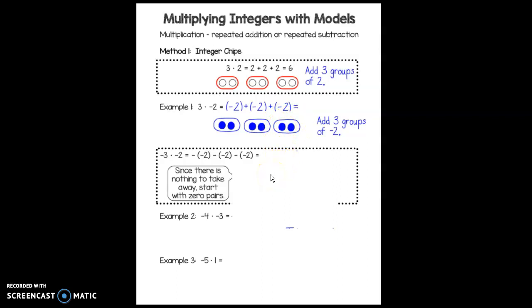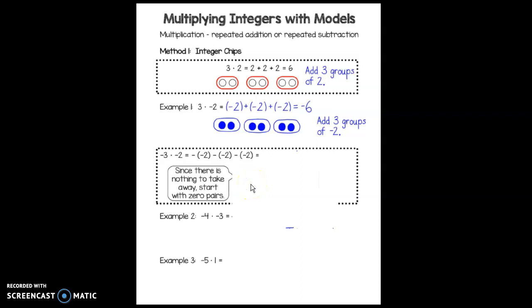Now, when you are multiplying a negative times a negative, your model is going to look a tad bit different. This time we're going to look at multiplication as repeated subtraction. So that means we're taking away negative 2 from negative 2 from negative 2. And once we do that, we're noticing that we're really left with nothing, which is 0. So we show 0 in integer models using 0 pairs. Since there's nothing to take away, we have to start with those 0 pairs.